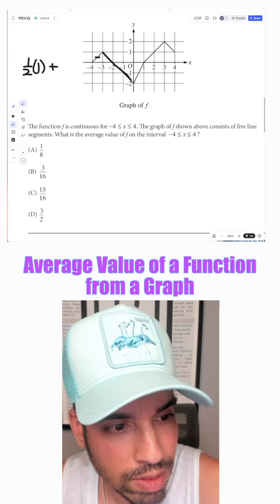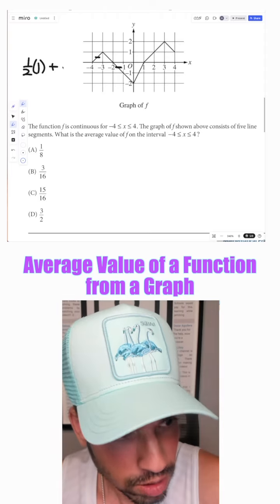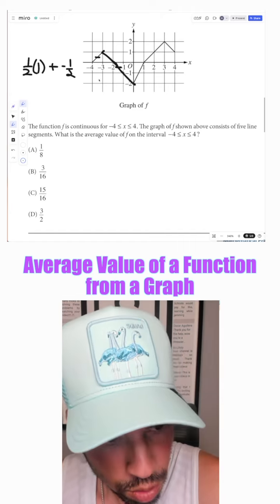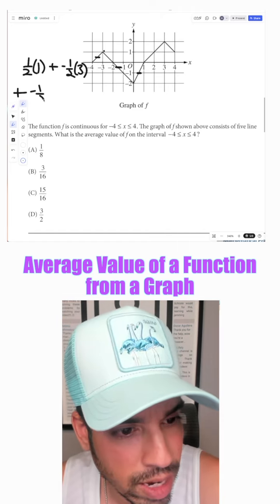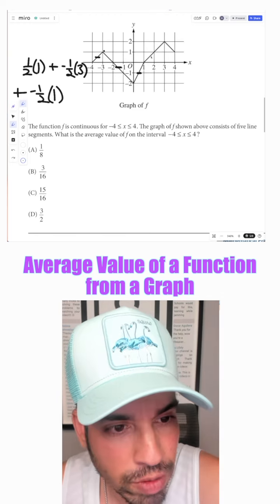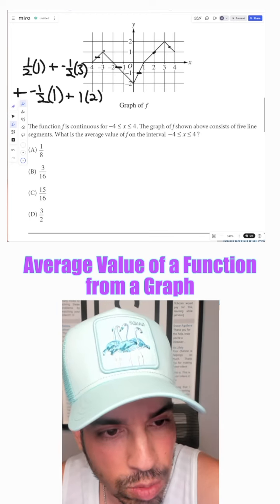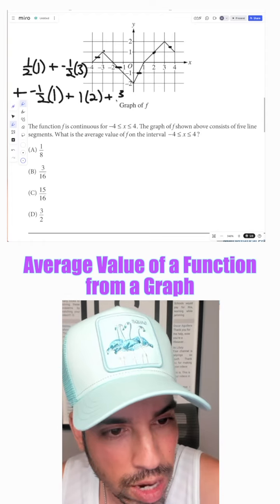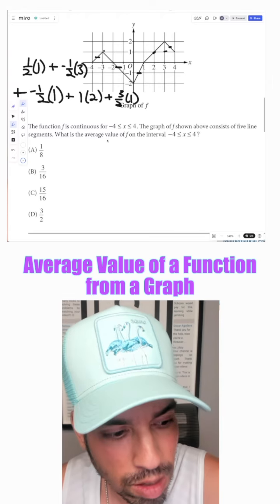Plus, then we have this segment, and our average value is going to be right here in the middle, which is -1/2, and that spans across 1, 2, 3. Then we have this, which has an average value of -1/2 again, which spans only 1. Then we have this segment, which has an average value of 1 right in the middle, which spans 2. And last but not least, we have an average value of 1.5 or 3/2, which spans a length of 1 across. And now we can add these up and we'll get our answer.